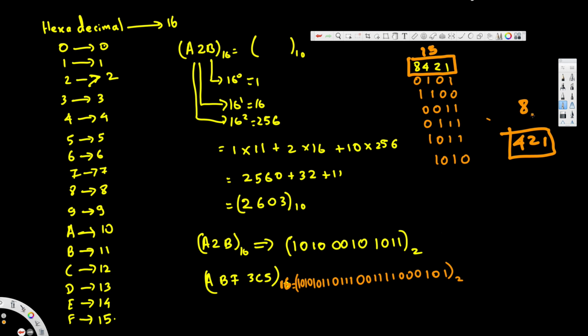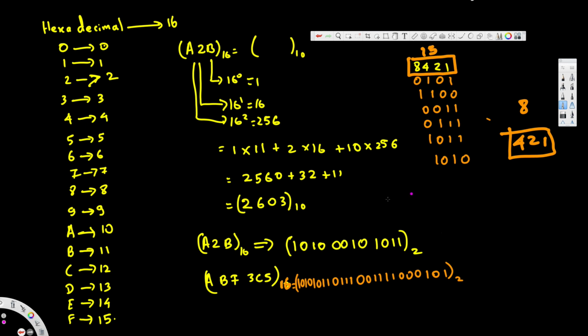So octal has 8 values. We can also convert an octal number easily to binary by using this method. Now let's look at an example of that. For hexadecimal we have 4 bits, for octal we will have 3 bits. Let's look at an example.